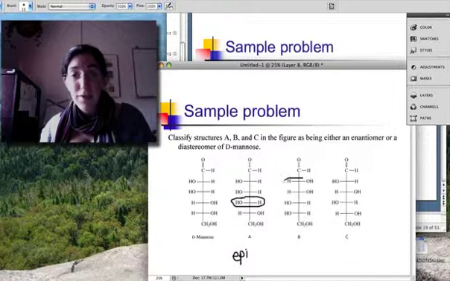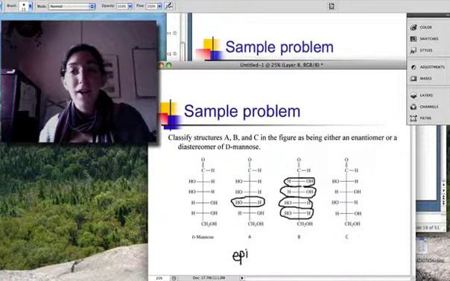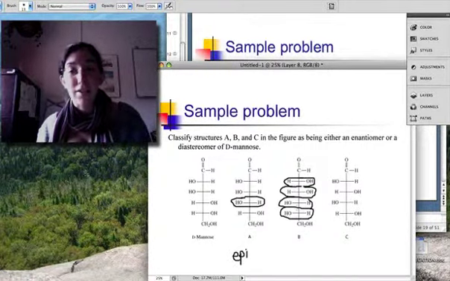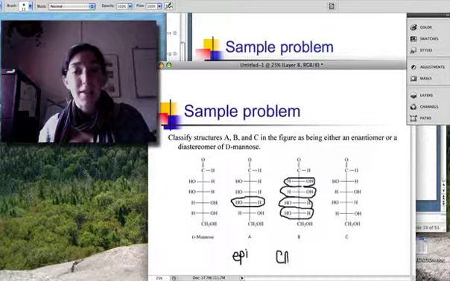All right, now let's compare D-mannose to this molecule B. Let's see, this first group is flipped here. This second group is flipped here. The hydrogens are facing each other. The third group is flipped. And it looks like the fourth group is flipped as well. So all of the chiral carbons are mirror images of each other. Do you see that? So then this one would be called what? An enantiomer.